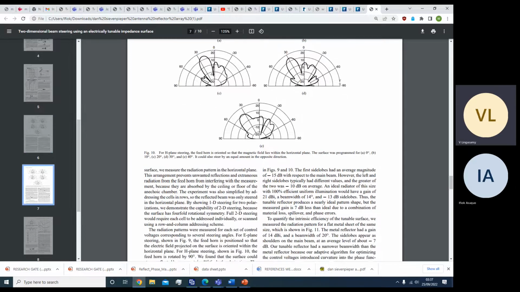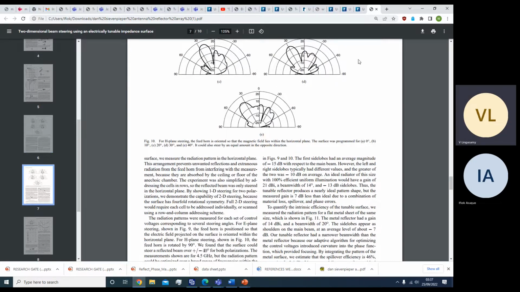First, side lobe levels. Figure 9: radiation patterns were measured for each set of control voltages corresponding to several steering angles. Here it is very clearly mentioned, each set of control voltages corresponding to several steering angles, right? E-plane steering. Figure 10 is H-plane steering, where the horn is rotated by 90 degrees. But this is for the measurement. So here you are seeing 50 degrees; for H plane, you are going to see 590 degrees, that's all. Two cuts you have to see.